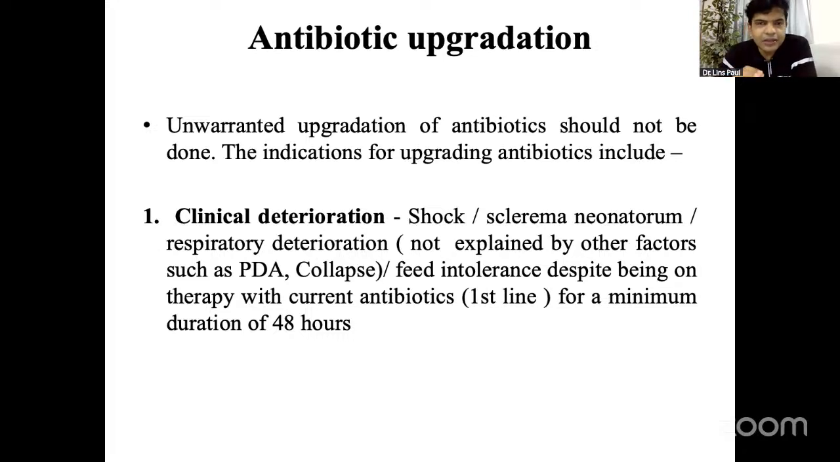Say you have a term baby delivered at 38 weeks and the baby is having respiratory distress. Your sepsis screen shows a CRP of 35 and all the other sepsis parameters are negative. Your resident started the baby on IV antibiotics, say ampicillin and gentamicin. Within 24 hours, the respiratory distress is not improving.